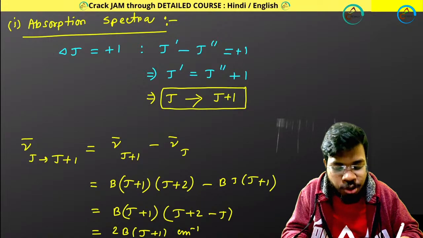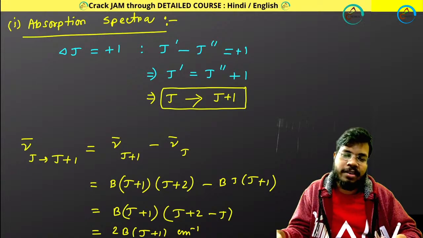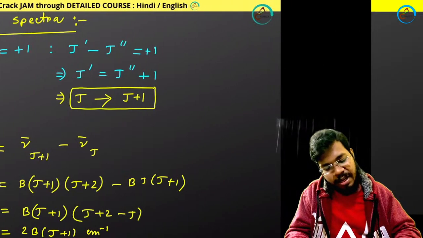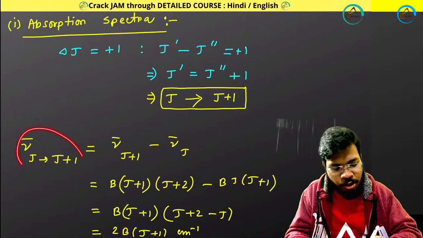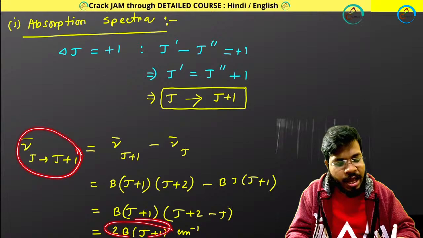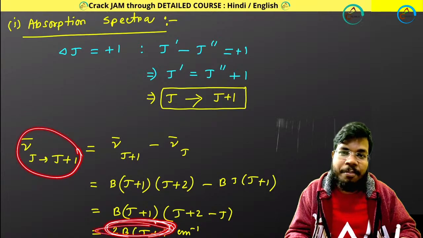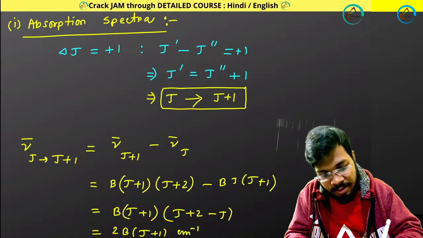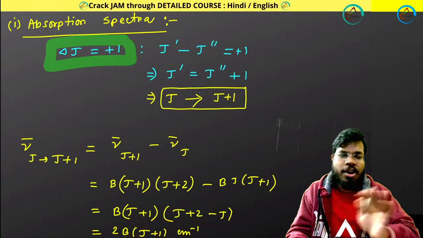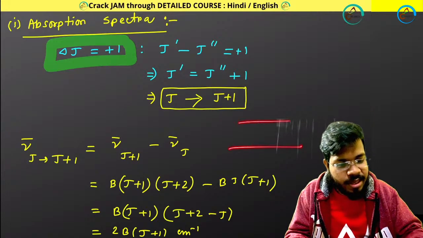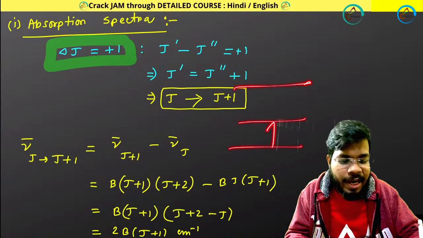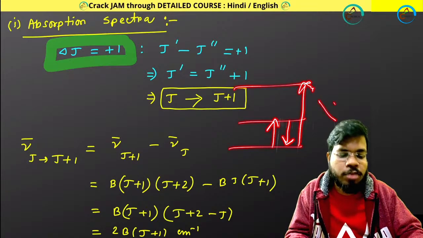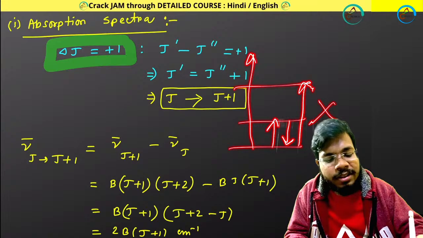So now how would I show my absorption spectra? Whenever a molecule jumps from one rotational level to another rotational level, I will be having this energy gap, because my ΔJ value is plus 1. It cannot be plus 2. This energy level can jump here to there or here to there, but it cannot jump here to there. That would be plus 2. It is not possible.